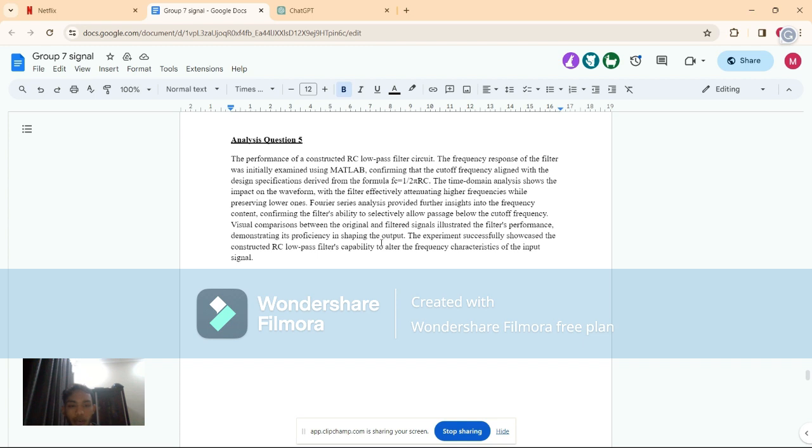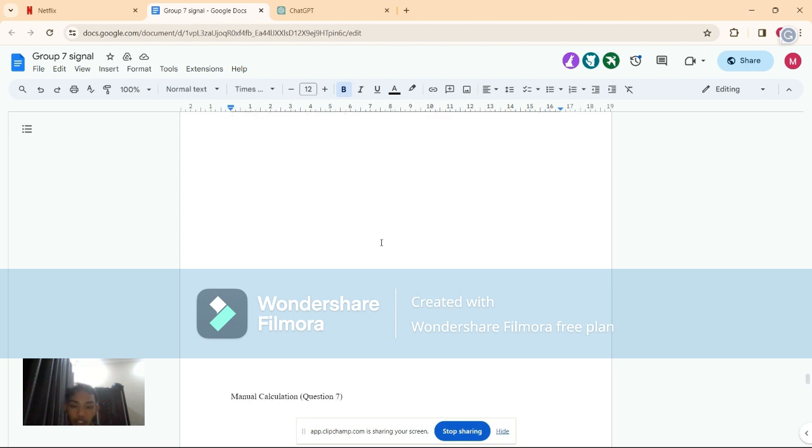lower ones. The Fourier series analysis provides insight into the frequency content from the filter's ability to select and allow a pass below the cutoff frequency. Visual comparison between the original and filtered signal shows the filter performance, demonstrating proficiency in shaping the output. The experiment successfully showcases the constructed RC low pass filter's ability to alter the frequency characteristics of the input signal.